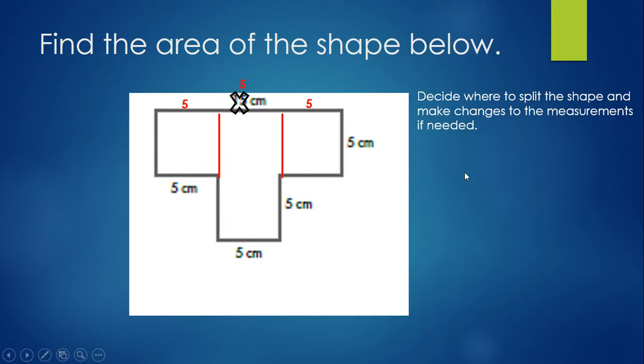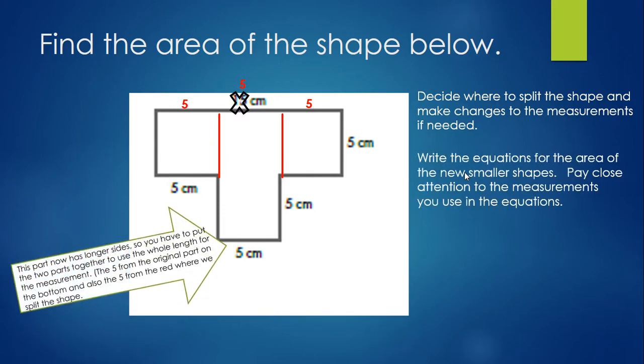Now I'm ready to start writing my equations. I'm going to write the equations for the area of the new smaller shapes, but I have to pay close attention to the measurements I'm using in my equations. This part in the middle now has longer sides, so you have to put the two parts together to use the whole length for the measurement. The 5 from the original part on the bottom, and also the 5 from the red where we split the shape. So now I have my 3 equations, 5 times 5, 10 times 5, and 5 times 5.